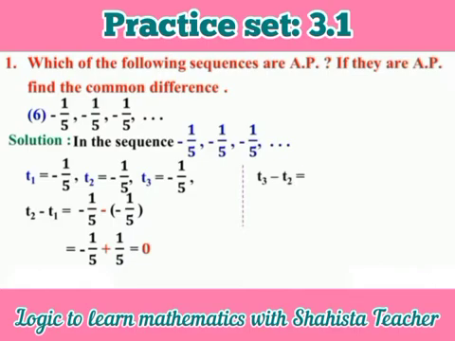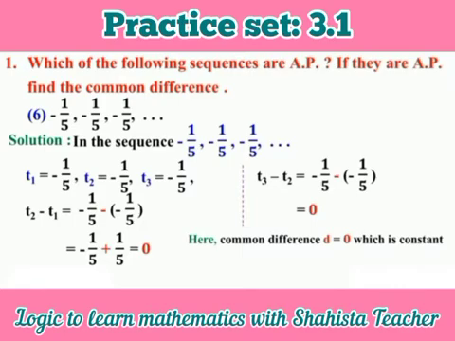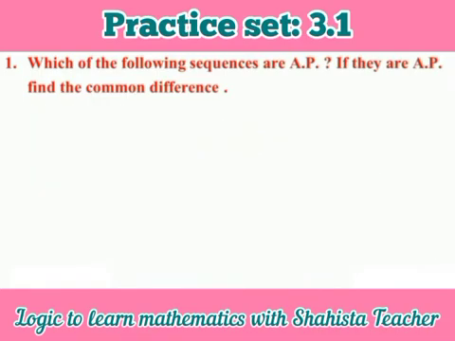So T3 minus T2 is minus 1 upon 5 minus inside bracket minus 1 upon 5. So minus 1 upon 5 plus 1 upon 5. So here again we get 0. So here common difference d is equal to 0, which is constant. Therefore, the given sequence is an arithmetic progression. So simple and easy to understand all these sums. Yes, my dear students. Now let's solve sub question 7.